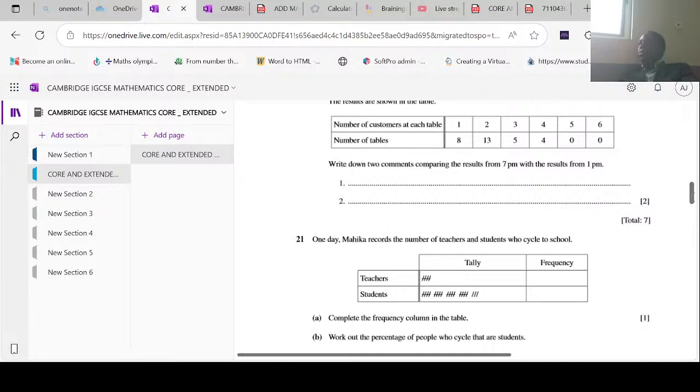Okay, good. That's a good observation. But for the other class, what can you say? Because when you compare, you have to mention both of them. That's what comparison means.